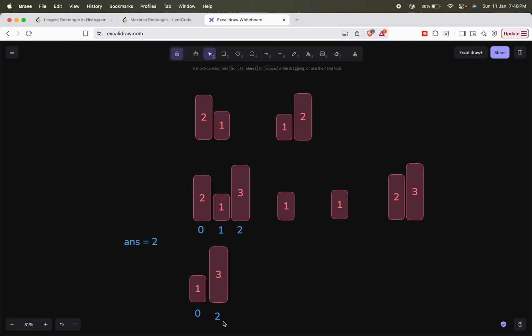Okay, and then once this loop execution is done, that means I have encountered a bar where the stack contains a bar which is lesser than the current bar. That means I can no longer extend it towards its left. So I will just push my pair into the stack. This is where we will be stopping our loop.